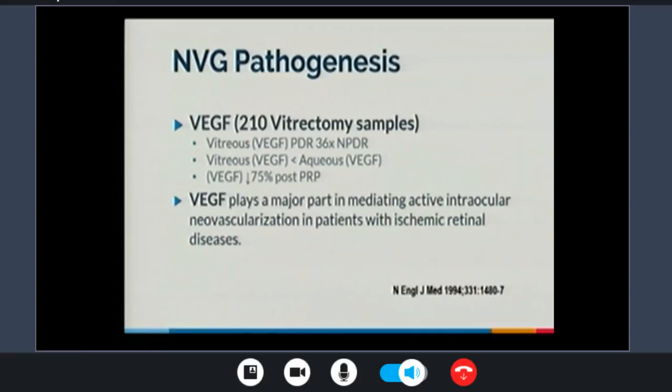Is it clear? Yeah. So PRP here, we have to keep it in mind, is associated with a much decreased level. When you do a proper PRP, the level of VEGF in the vitreous goes down by 75% or even more, and this is why we see, after PRP, elimination or fading of the new vessels on the iris and on the retina. So this is very important. This is a very respected journal, as you know.